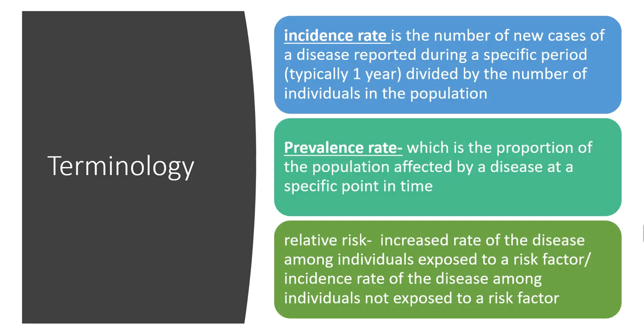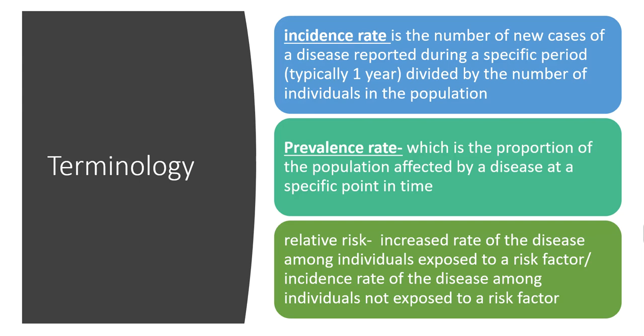From that we are jumping to some of the terminologies. So what is incidence rate? It is the number of new cases a disease is reported during a specified period divided by the number of individuals in the population. So for example, we have 100 people in a population and 10 of them developed a new disease, say for example Huntington. So you will say the incidence rate of Huntington disease in that population is 10 by 100, 1 by 10, right? That's a very high ratio, don't think about it.